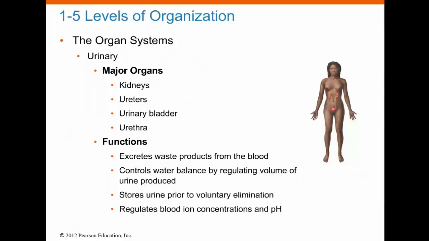Functions are to excrete waste products from blood. It controls the water balance by regulating the volume of urine produced. So this is an important way of maintaining homeostasis. If our body doesn't have enough fluid circulating, then the kidneys will not make very much urine, and the urine that is made will be very concentrated. The bladder, of course, stores urine prior to elimination, and the kidneys are also involved in regulating the blood ion concentration and pH, which is the acidity.